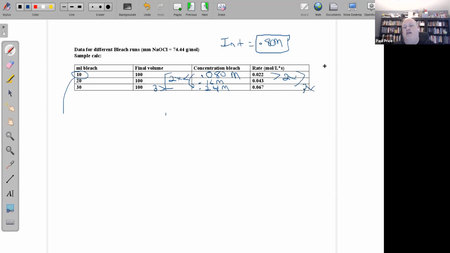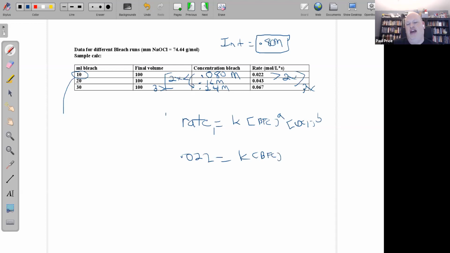So notice, at the initial time, for the same initial amount of food coloring, if I doubled the bleach concentration, I double the rate. If I triple the bleach concentration, I triple the rate, okay? So if we go and do some math off of that and look at the rate law, k times the concentration of blue food coloring raised to a power times the concentration of bleach raised to a power. Notice that if I have experiment 1, this would be 0.022 is equal to k times the concentration of blue food coloring to the A times 0.080 to the B.